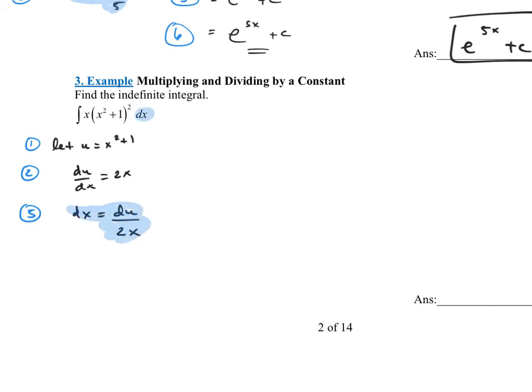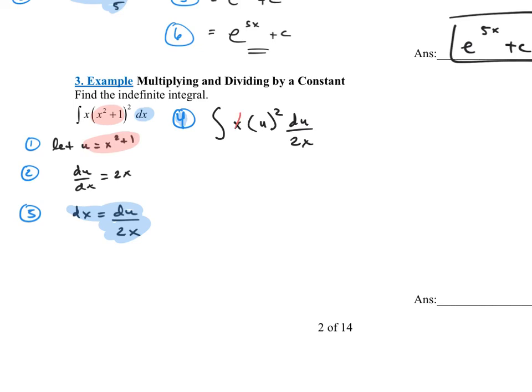Okay, so that is what dx is, du over 2x. And then we also need to substitute in for u, which was x squared plus 1. So step 4 again is rewrite that integral. Step 4 is rewrite that integral. So the integral would look like the integral of x times, instead of x squared plus 1, that would be u squared. And then instead of dx, we would have du over 2x.